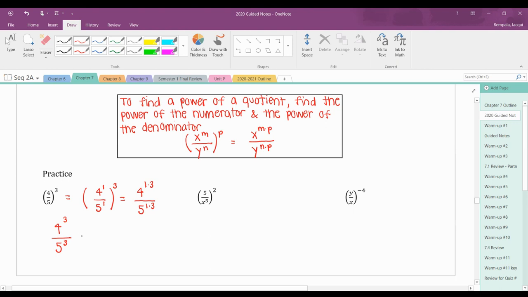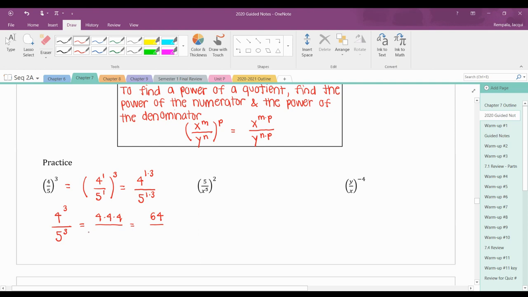Because these are raised to the third power, I think that it's easy enough for us to use a calculator. Remember, 4 to the third power would be 4 times 4 times 4. So if we calculate that out, we'd have 64 on the top. On the bottom, we have 5 times 5 times 5. So use a calculator, and we get 125. And this would be my final answer.